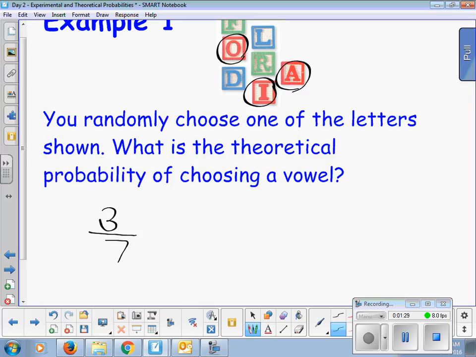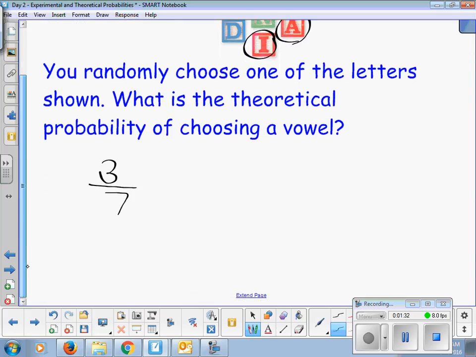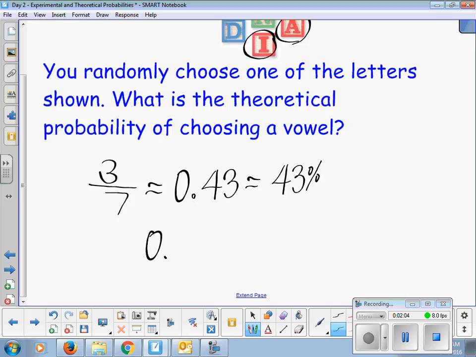If we wanted our probability written as a decimal, how could we change this to a decimal? You can round to the nearest hundredth. So 3 divided by 7 gives us 0.428, and it keeps going, round to the nearest hundredth, that bumps up to 0.43. And what would that be as a percent? 43%.